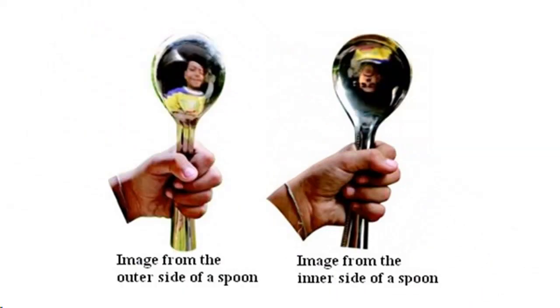Look at your reflection on a shiny metal spoon. Is your reflection the same on the two surfaces of the spoon? How will you compare your reflection on the surfaces of the spoon? This is a reflection on curved mirrors.